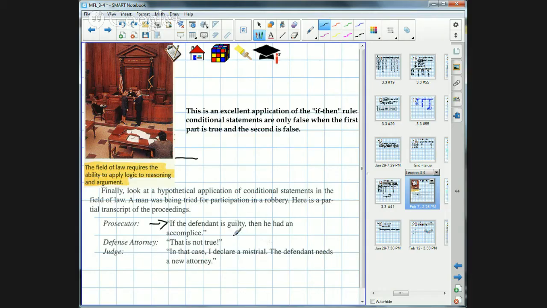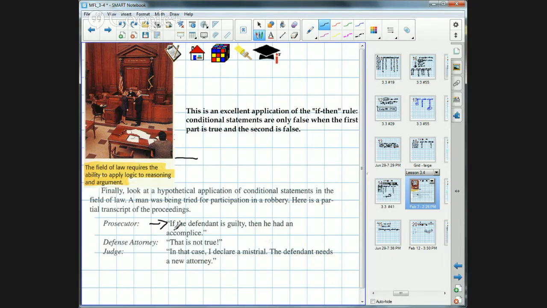When is the only time an if-then statement is false? The only time it's false is when the first statement is true and the second statement is false. Now look at the first statement. If the first part is true, what did the defense attorney just admit? He said it's not true. He just admitted that the guy he's defending is guilty. Do you see that? Because remember, the only time an if-then statement is false is when the first part is true.